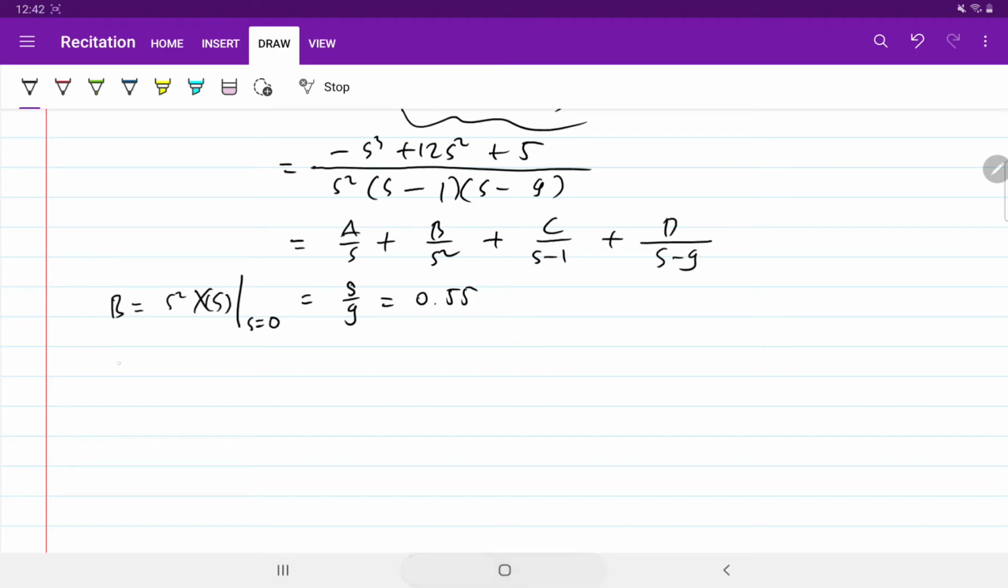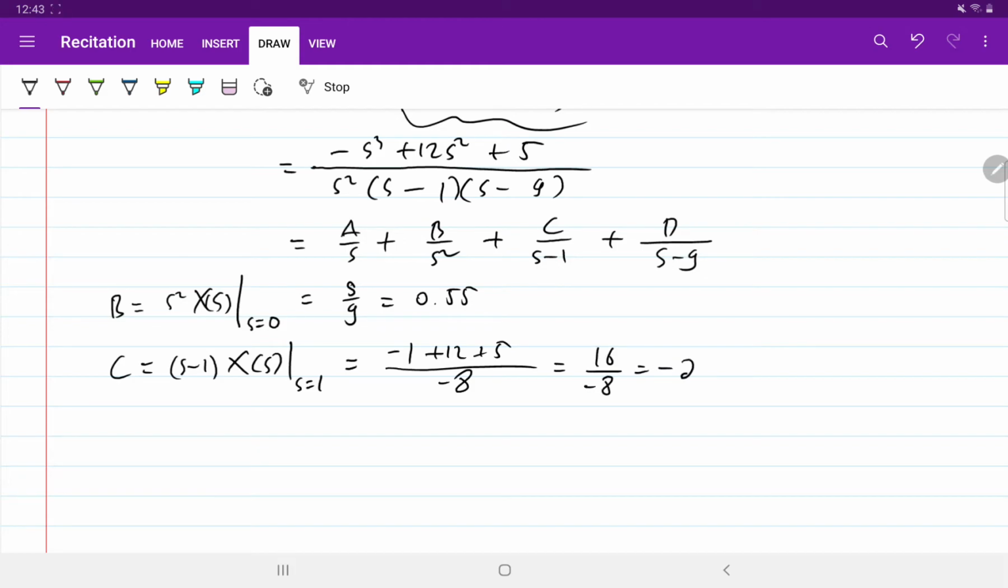Next, find C. C is (s minus 1) multiplied by X(s) when s is equal to 1. Again, we have minus 1 plus 12 plus 5 over, that one is minus 8. So this one is 16 over minus 8, which is minus 2.